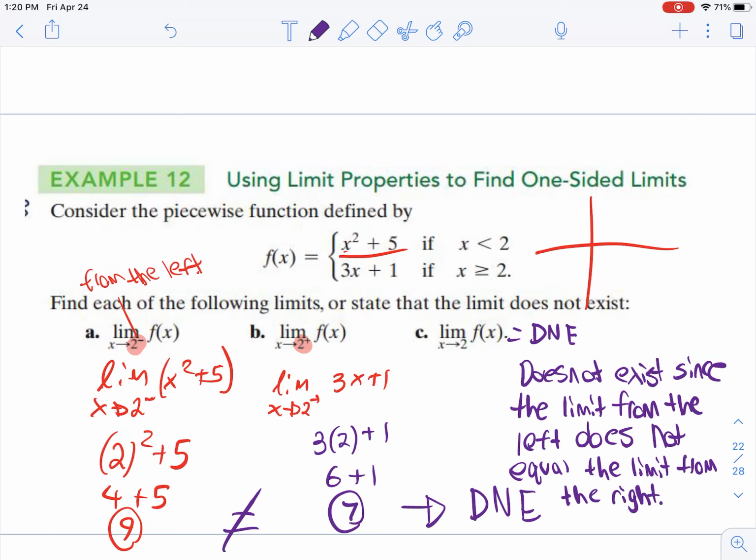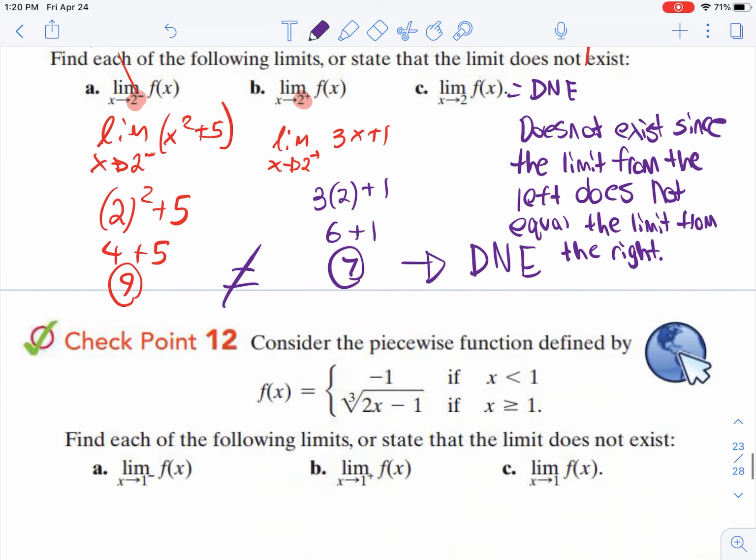All right, so what I'd like you guys to do is please go ahead and do checkpoint 12 for me. I'm going to go ahead and give you guys a minute or so to do that.